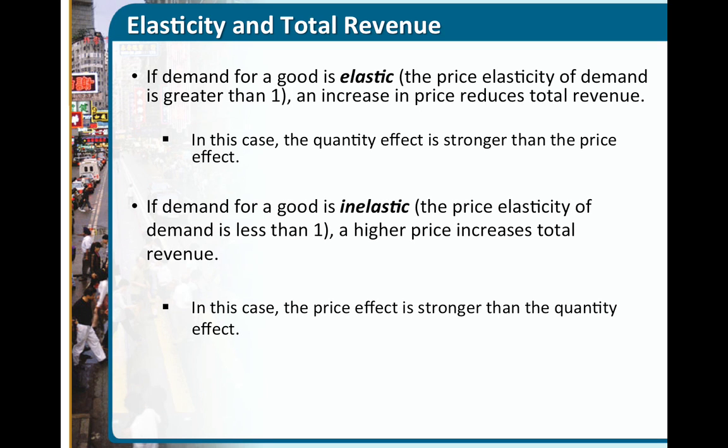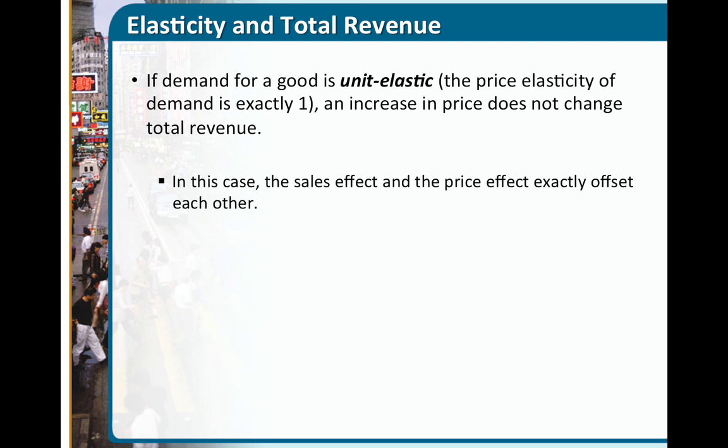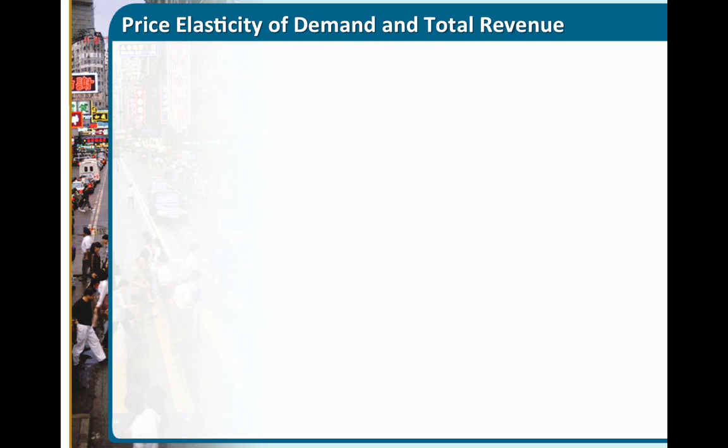If the demand for the good is inelastic, go back to eggs or beef, for example, a higher price will increase total revenue. So the price effect, the more money you get per sale, is stronger than the quantity effect, which is the drop in total sales. If the good is unit elastic, the price elasticity of demand is exactly 1, it's a wash. An increase in price does not change total revenue at all. They kind of offset.